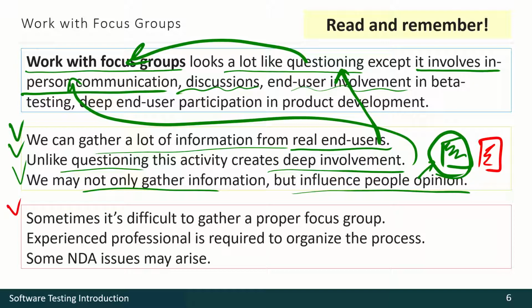And the cons here are the following. It's difficult, really difficult to gather a proper focus group. It's not impossible, but it's difficult. So we need experienced professionals to organize the process. Because like any other technique, if used improperly, this technique will give us invalid data.